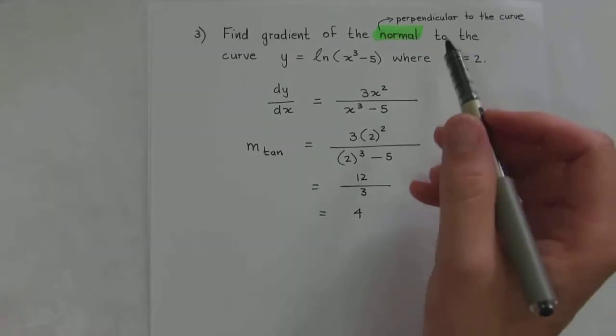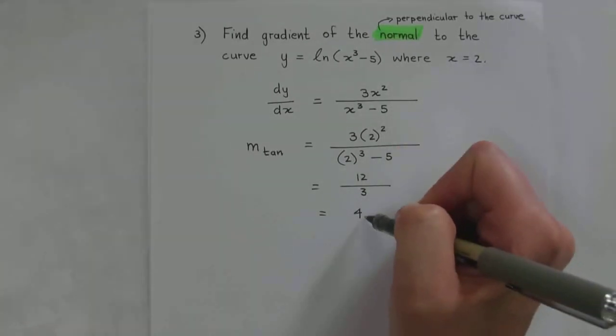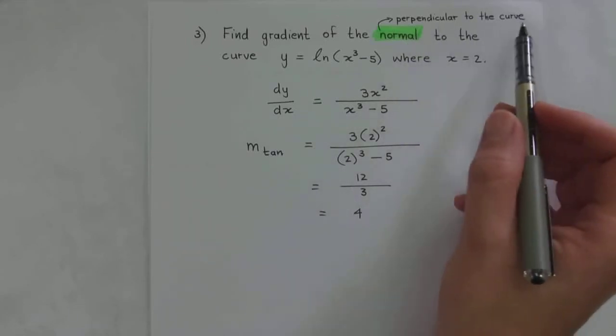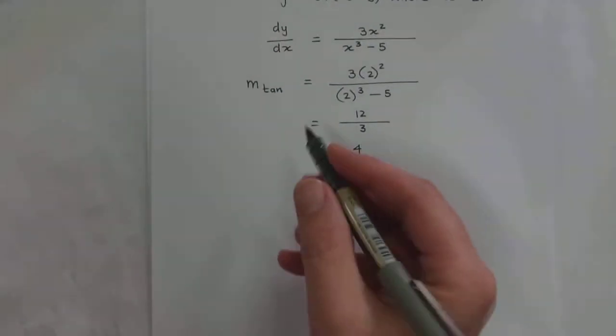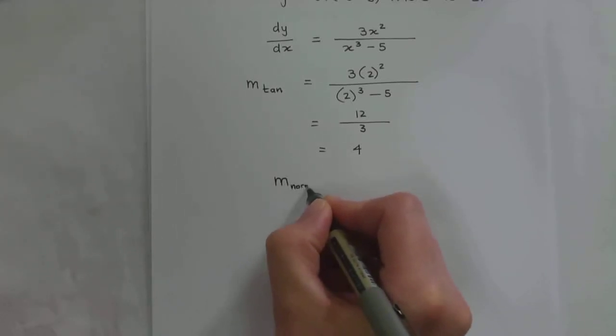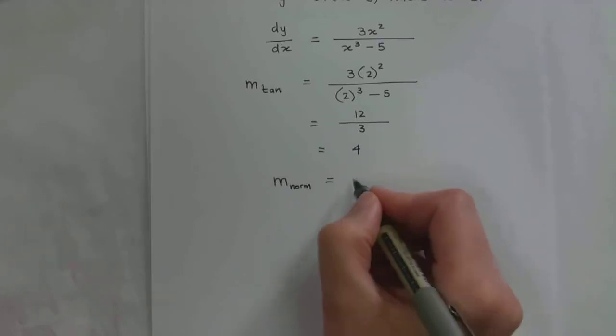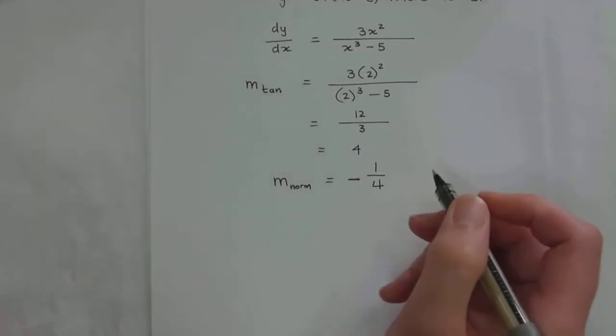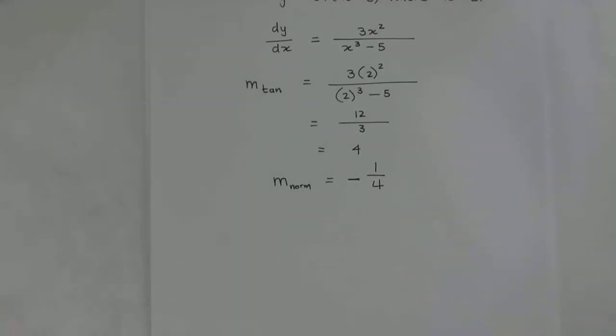But, like I said, I do not want the gradient of the tangent. I want the gradient of the normal, and the normal is perpendicular to the curve. So that means the gradient of the normal is going to be equal to the negative reciprocal, which is minus 1 over 4. And that is the correct answer according to the textbook.